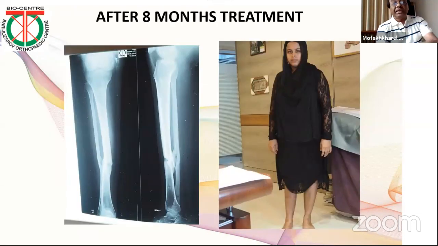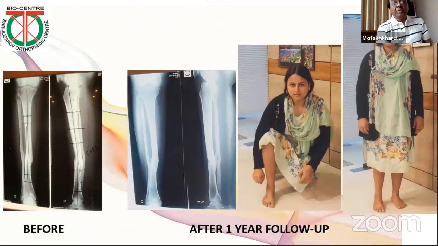Look at this. Finally, you see this one, how much I have corrected after 1 year. Look at the left side and the right side of the X-ray. Recurvatum is totally corrected, and the anatomical axis is corrected. The patient does not have any complaint, and she is doing well.